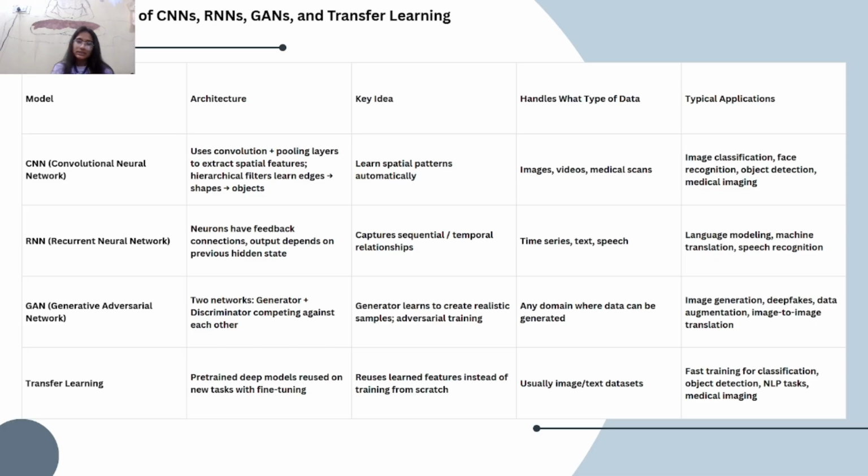Moving ahead with the next concept, RNN, recurrent neural network. The architecture has feedback connections and a hidden state. It learns from sequential patterns, and applications here are speech, text, or time series.